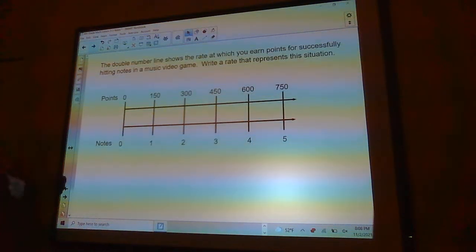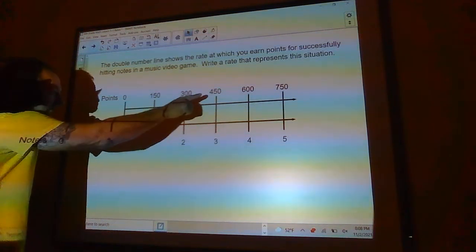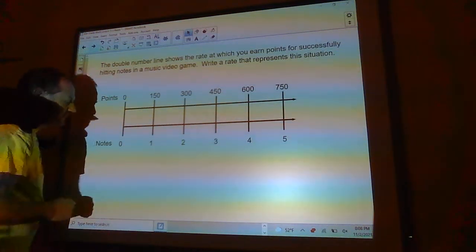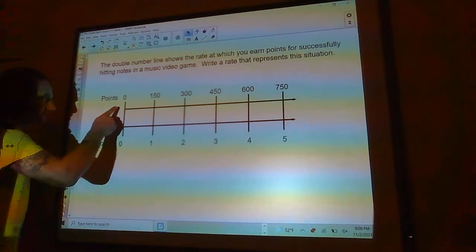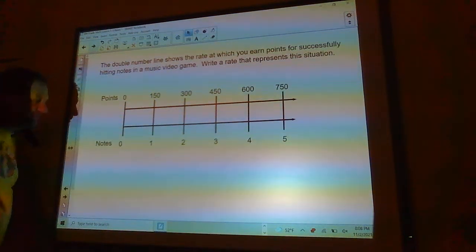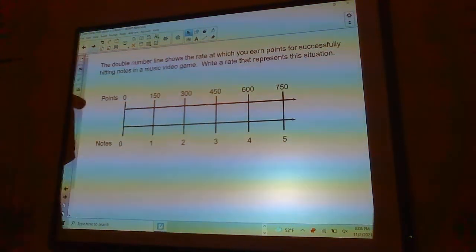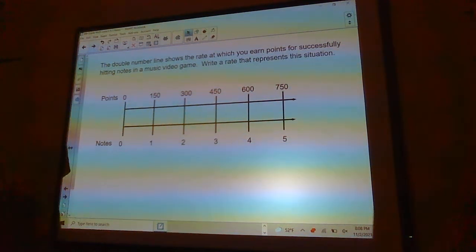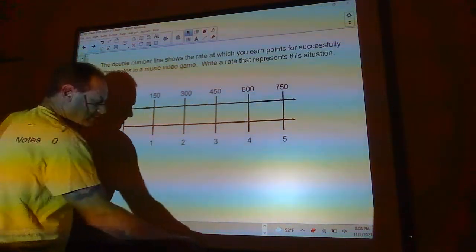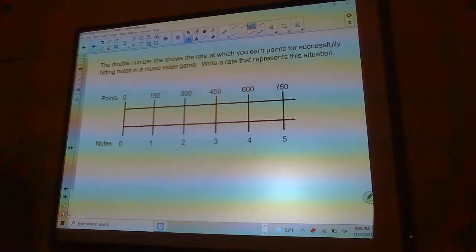So, this is called a double number line, and it shows the rate at which you earn points for successfully hitting notes in a music video game. Write a rate that represents this situation. Okay, so here you got your points along the top, here you got your notes along the bottom. So you get 0 notes, then you get 0 points. If you get 1 note, you get 150 points. And so on. 2 notes, 300 points. Okay. So write a rate that represents this situation.